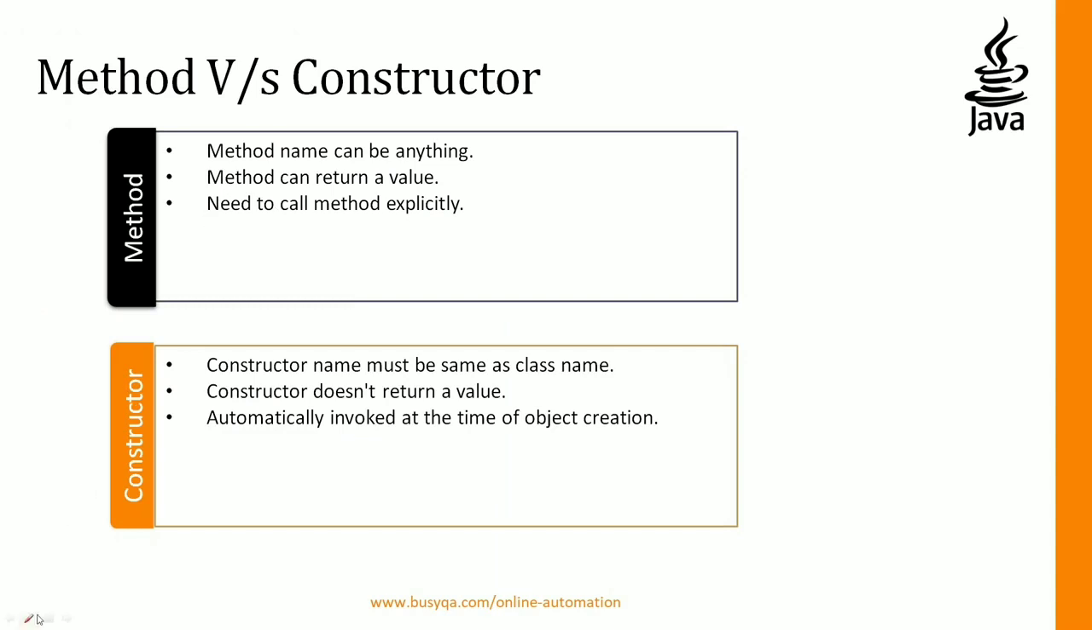So for method name, here I have listed out a few differences. Method name can be anything, but constructor name must be the same as the class name. Okay, that's one difference. So what are the other differences?